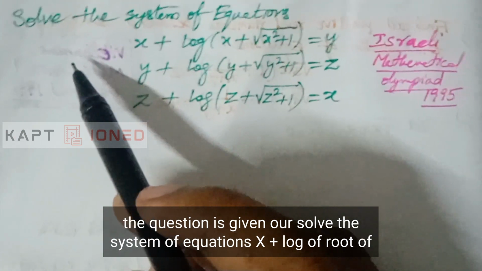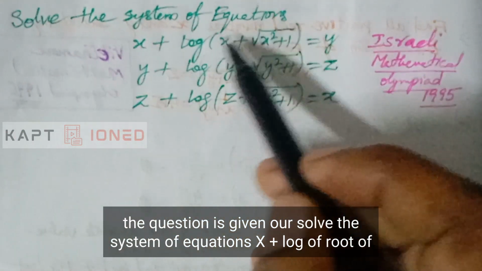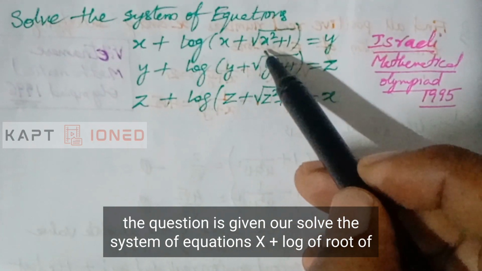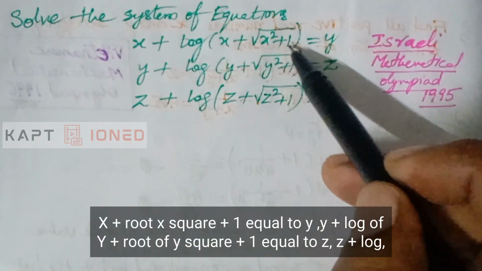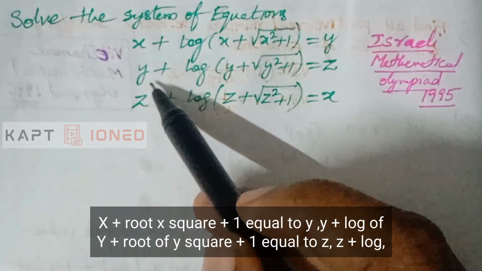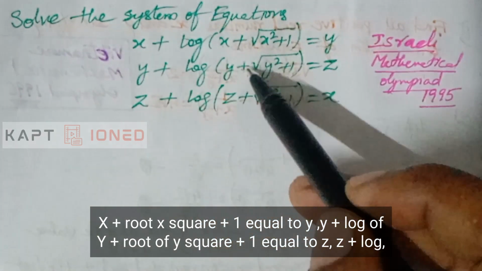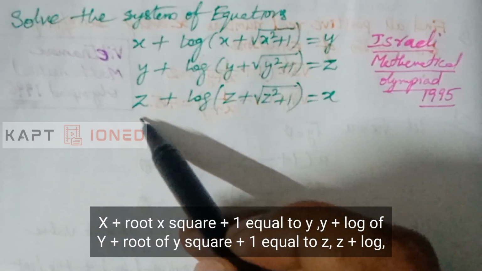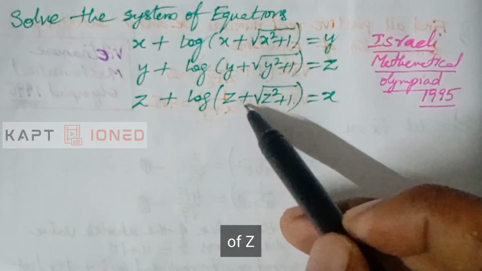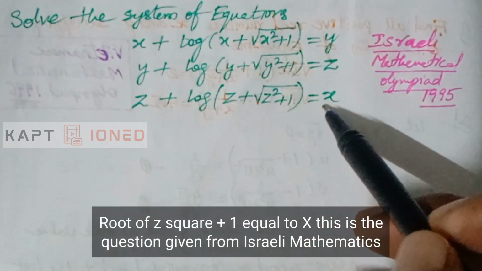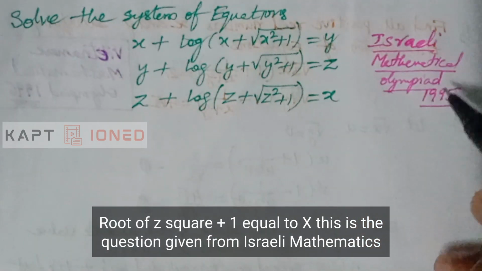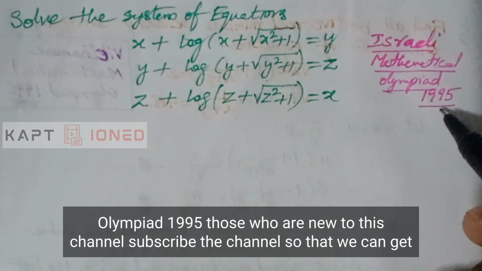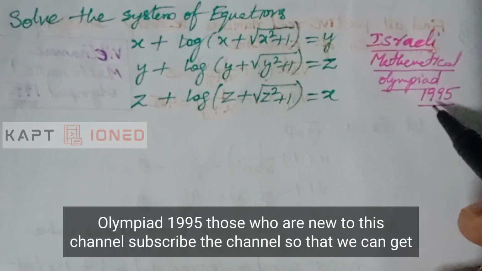The question is given now. Solve the system of equations: x plus log of (x plus root of x squared plus 1) equals y plus log of (y plus root of y squared plus 1) equals z plus log of (z plus root of z squared plus 1) equals x. This question is from the Israeli Mathematical Olympiad 1995.